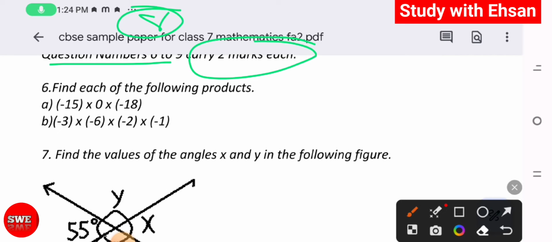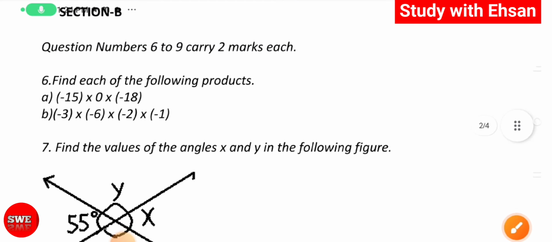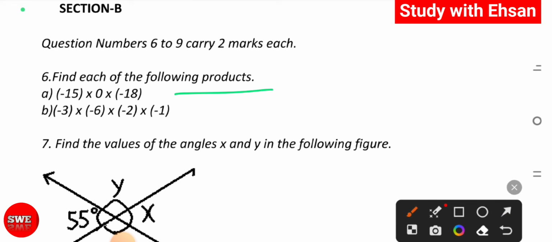You can see question number 6 on the screen. Question number 6, find each of the following products. Option A, 2 questions are there. Minus 15 multiplied by 0 multiplied by minus 18, and what will be the final product? You have to write in your answer sheet.